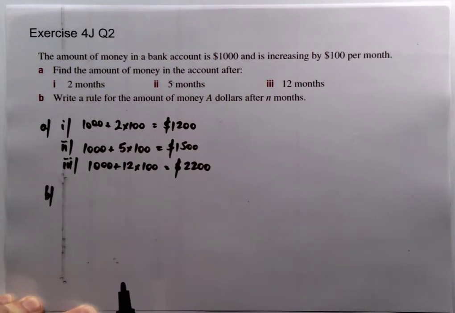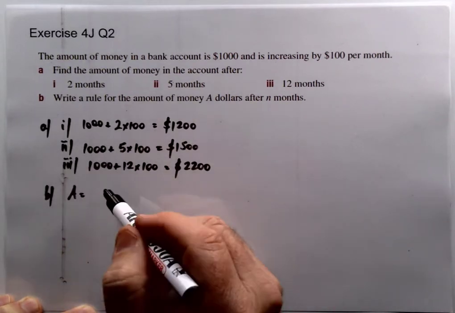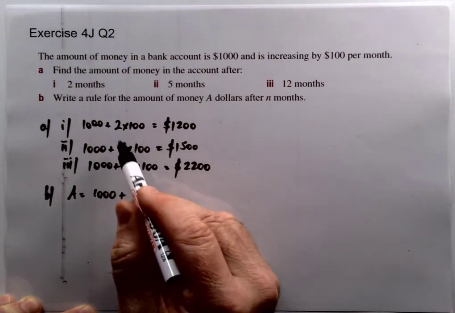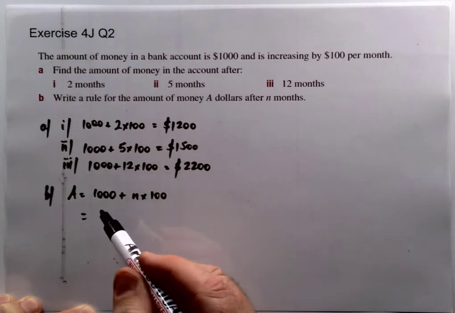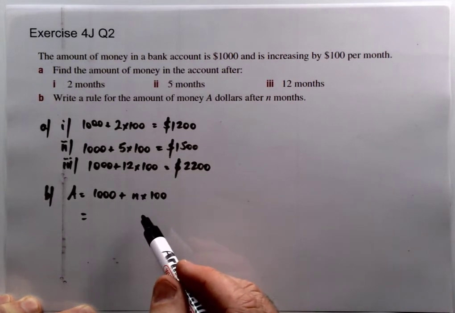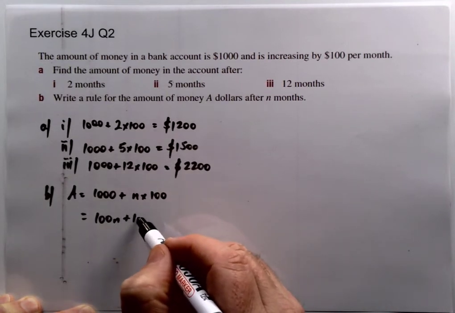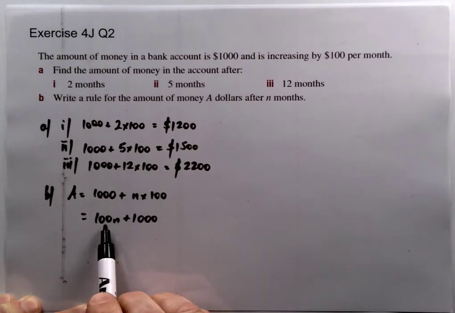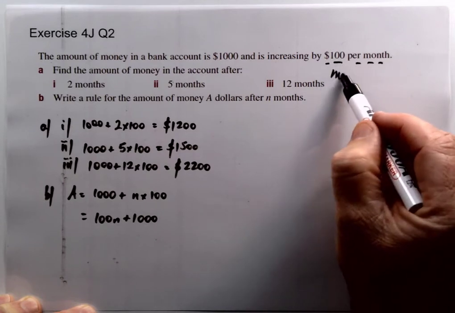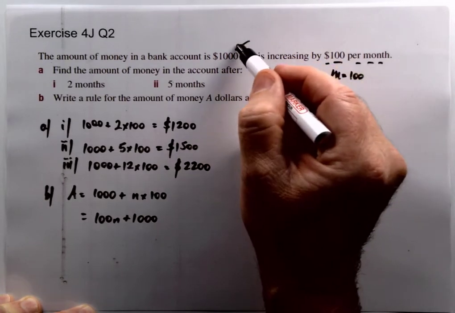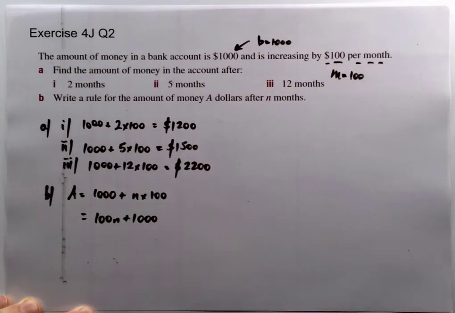Okay, write a rule for the amount of money A dollars after n months. So the amount of money, if we have a careful look, is equal to 1,000 plus however many months it is times that $100. That's a completely fine answer, but let's write it out in the gradient intercept form. So that's 100n plus 1,000. So we've got a gradient of 100, which matches the rate, the dollars per month. That gives us the gradient. And we've got an initial amount, so B is equal to 1,000 there. And that matches our equation there.